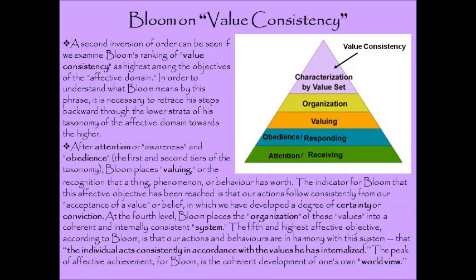At the fourth level, Bloom places the organization of these values into a coherent and internally consistent system. The fifth and highest affective objective, according to Bloom, is that our actions and behaviors are in harmony with the system, that the individual acts consistently in accordance with the values he has internalized. The peak of affective achievement for Bloom is the coherent development of one's own worldview. Worldview is a word that you hear everywhere in school, isn't it?